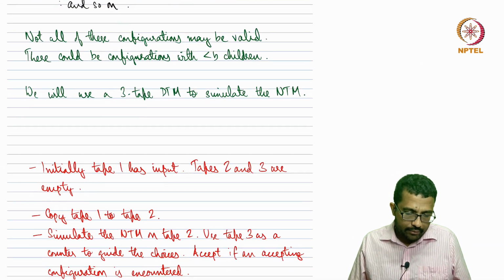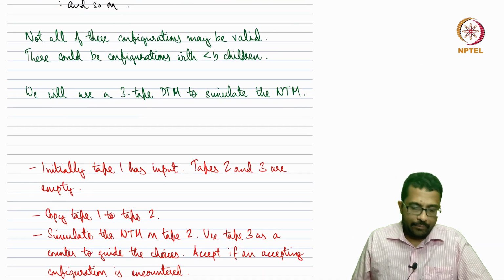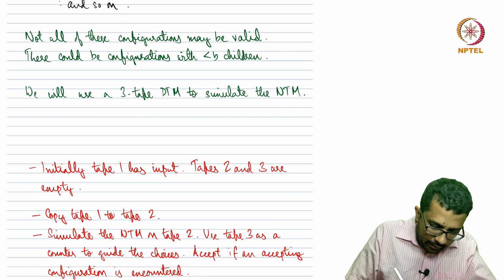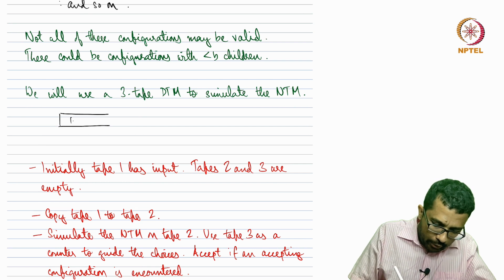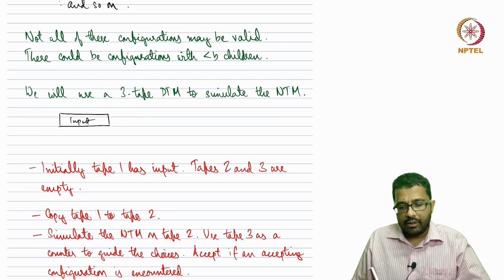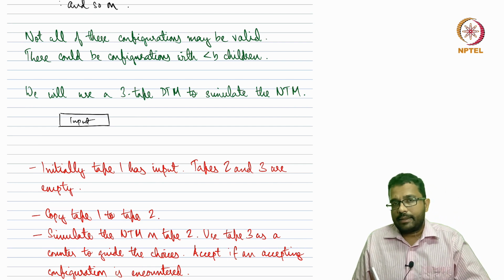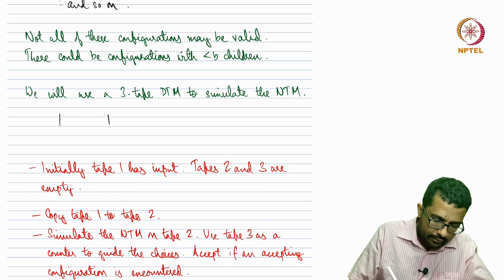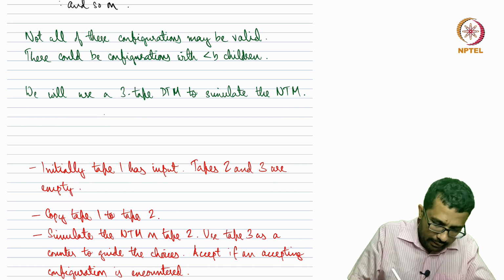So what we'll do is we will use a 3-tape deterministic Turing machine, where tape 1 has the input. We want to decide whether a particular input is accepted by a non-deterministic Turing machine. So tape 1 has the input.